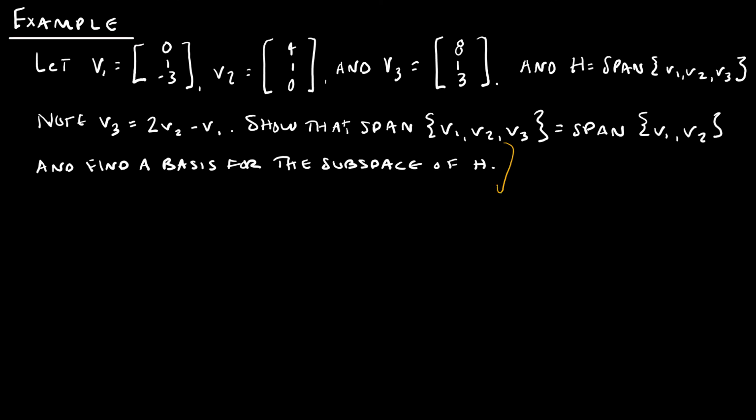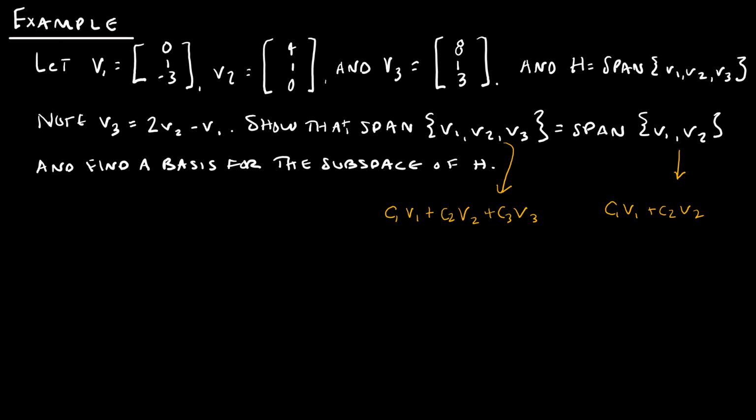Let's just remind ourselves, anything in span v1, v2, v3, what that tells us is we can write anything as c1 v1 plus c2 v2 plus c3 v3. That's anything in H, essentially. Anything in H is going to be written in that format. And anything in span v1, v2 can be written as c1 v1 plus c2 v2.